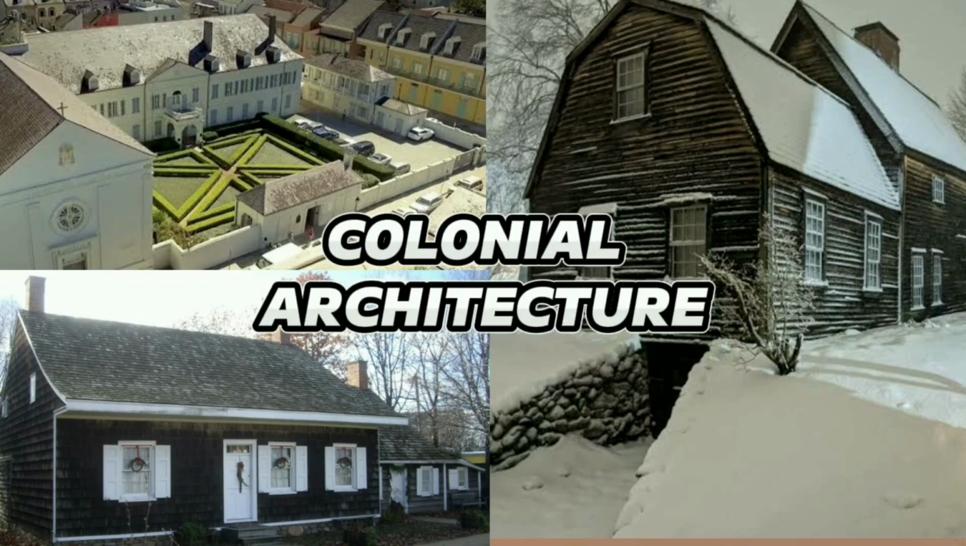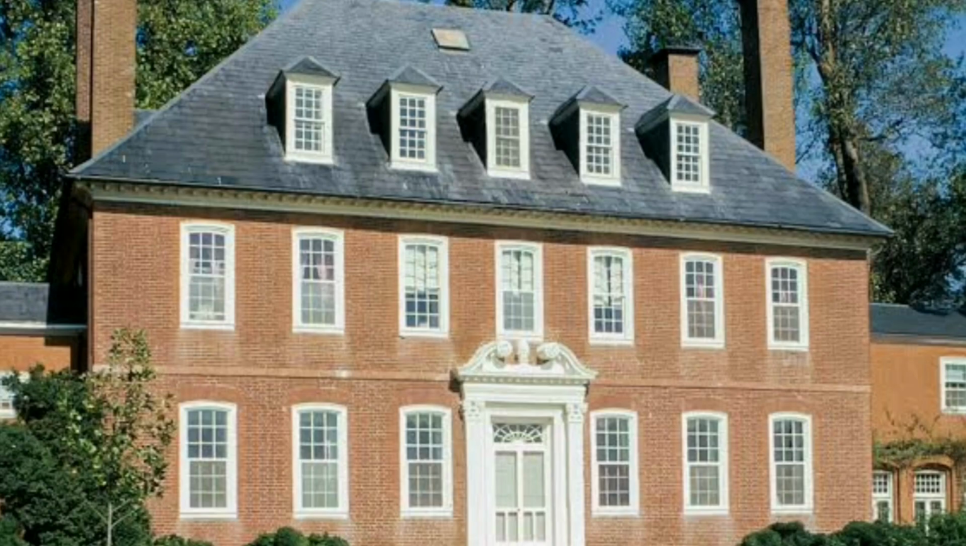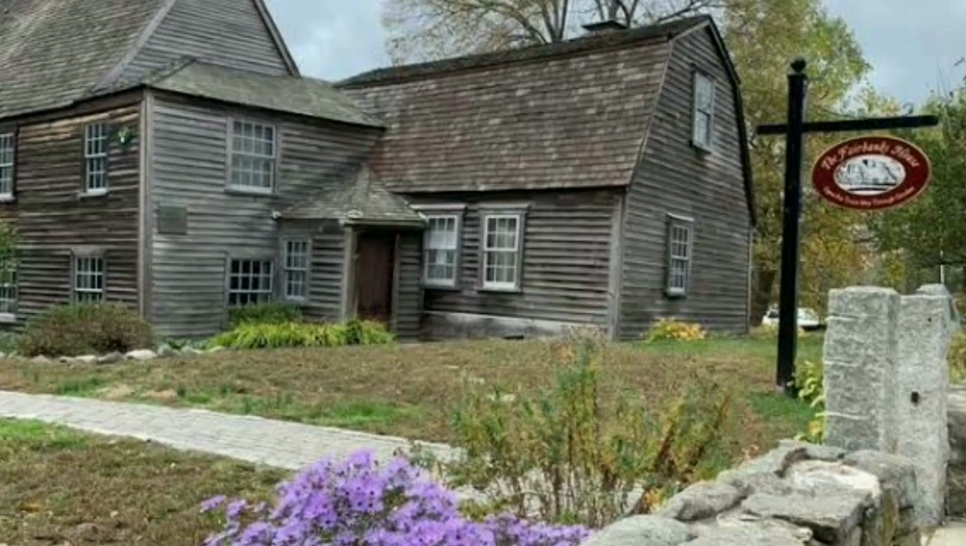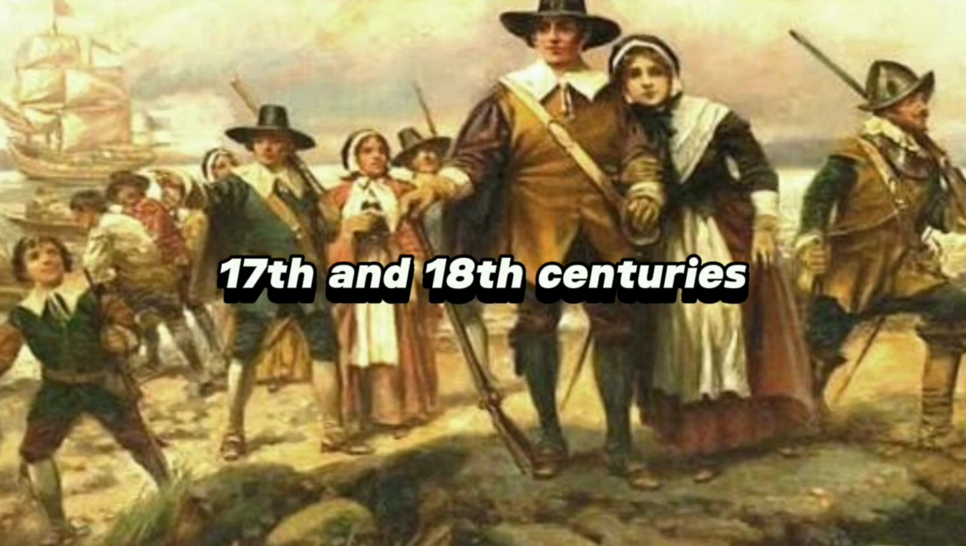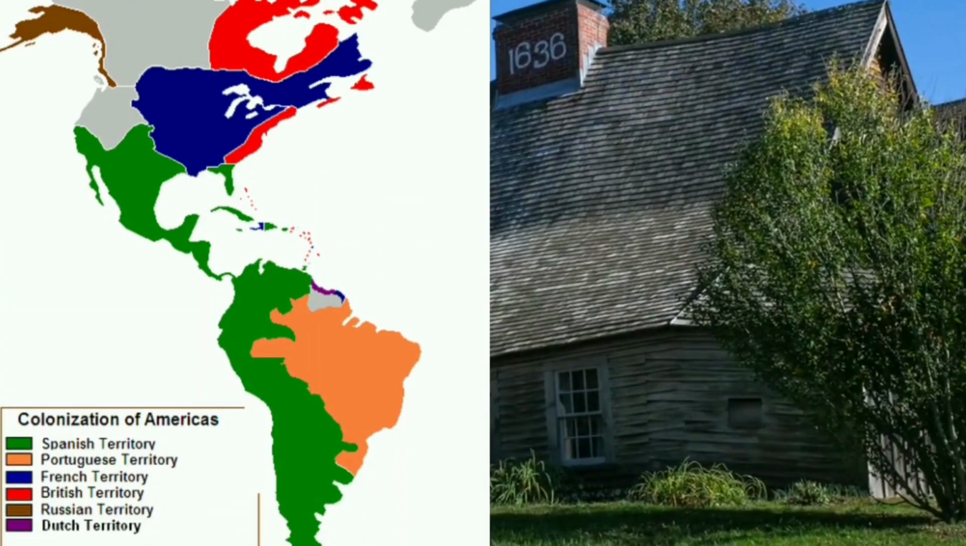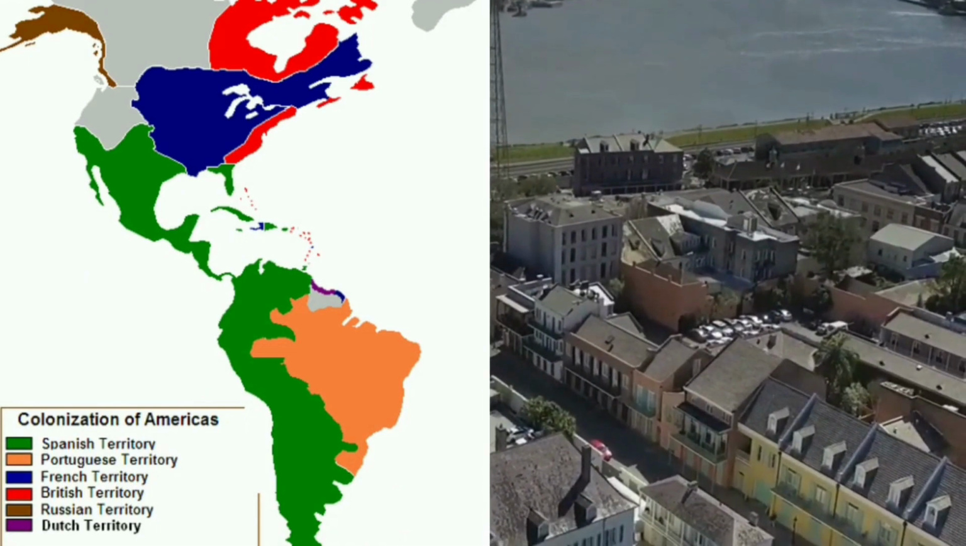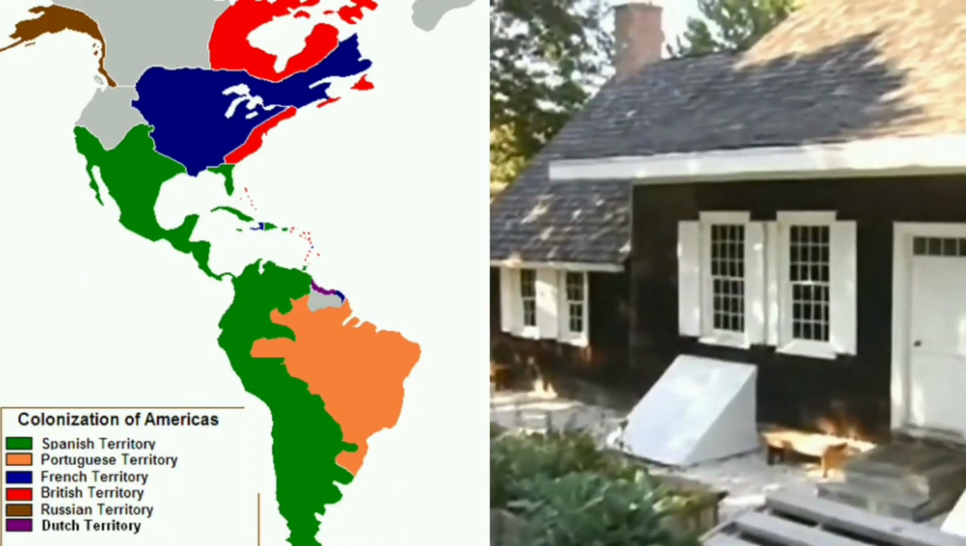Colonial architecture. One of the most significant architectural styles in the US is colonial architecture, which emerged during the 17th and 18th centuries when European settlers established colonies in America. Colonial architecture was heavily influenced by the architectural styles of settlers' home countries, including England, France, and the Netherlands.